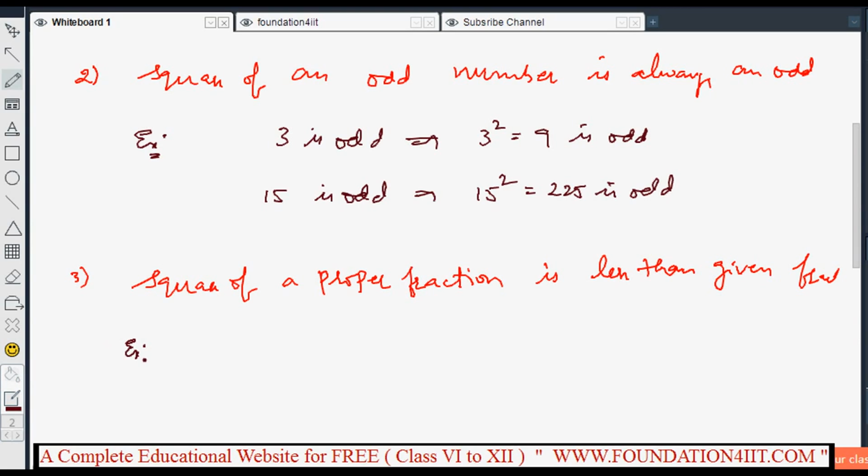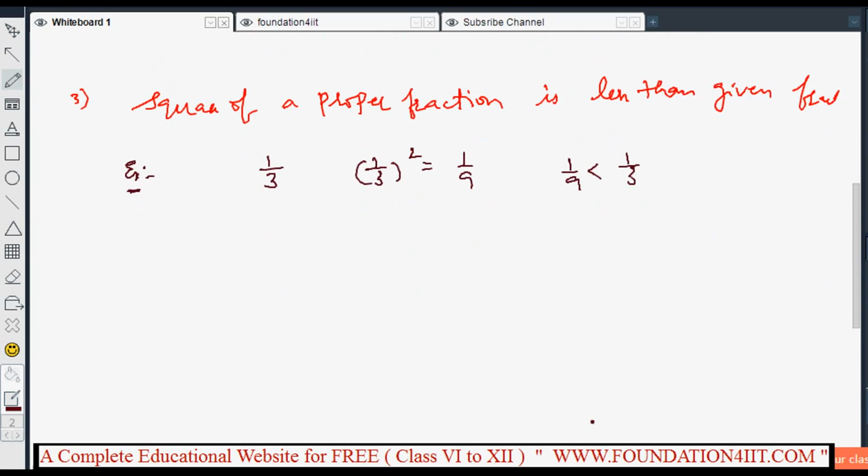Now for example, I'll take 1 by 3. So 1 by 3 is a proper fraction, and 1 by 3 squared is 1 by 9. So 1 by 9 is less than 1 by 3. So the square of a proper fraction is always less than the given fraction, any proper fraction you take.